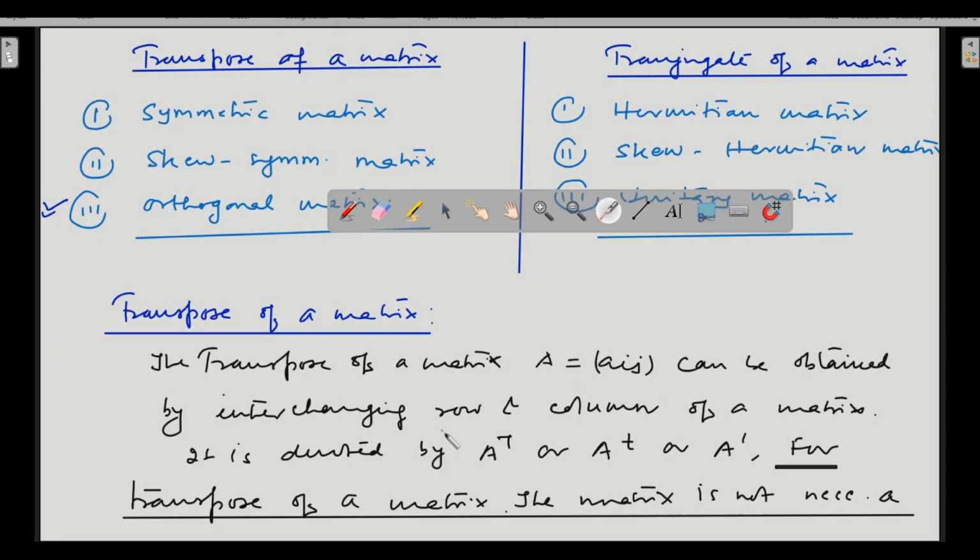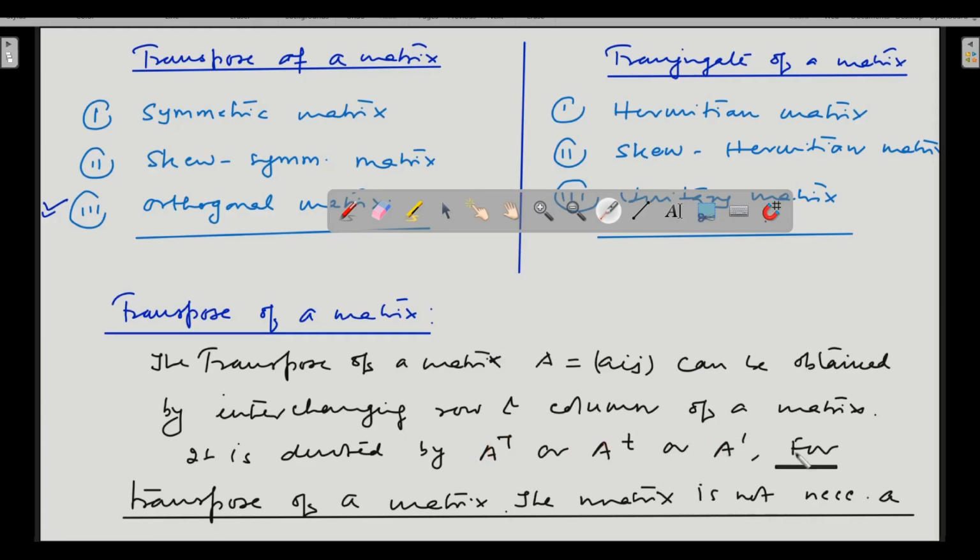First, have a look at how it is denoted. It is denoted by capital A to the power capital T, or capital A to the power small t, or capital A prime. So these are the three ways of representing the transpose.